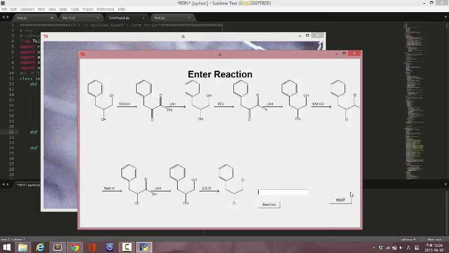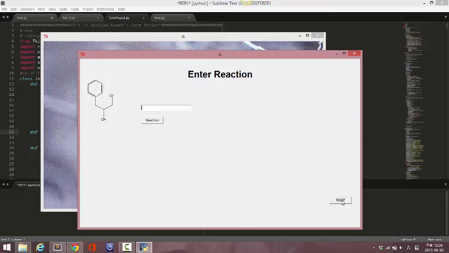And basically what the reset button does is it discards all the reactions you have done before and goes to the initial compound again like this. So that's it for the reaction mode.